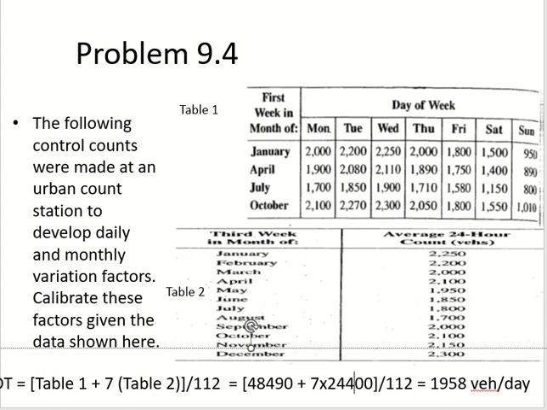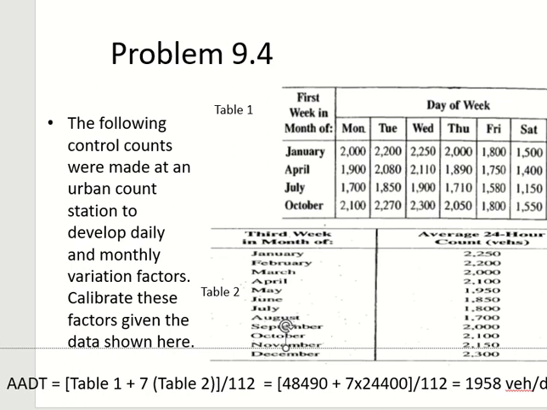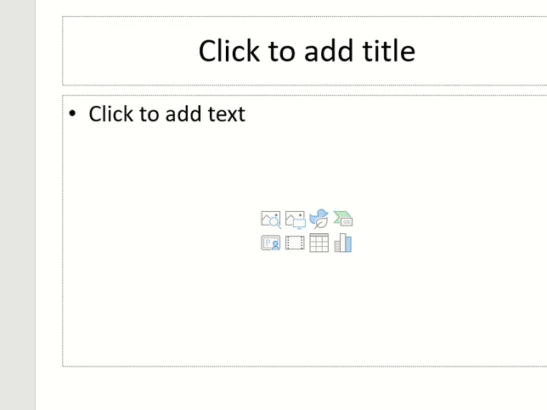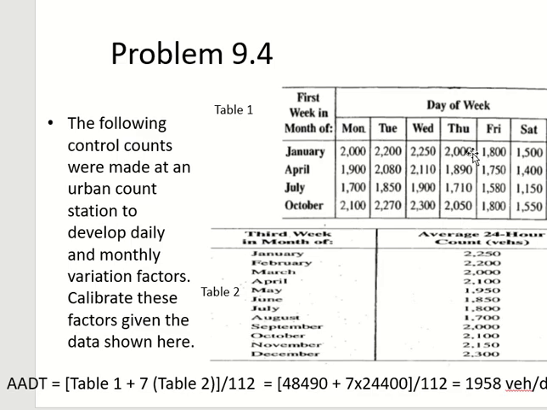Now we have to calculate the adjustment factor for each day of the week and then for each month of the year. For each day of the week, now if you have to calculate daily adjustment factor, which table will you use? The first one. Can I use the second one for daily adjustment factor? Because the second table does not show any days of the week, right? So we cannot use it. Simple.